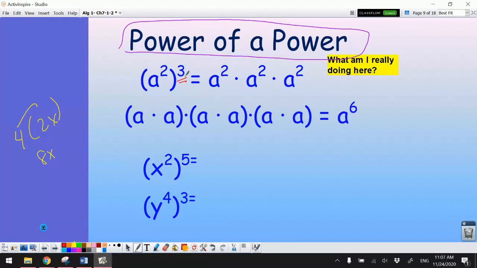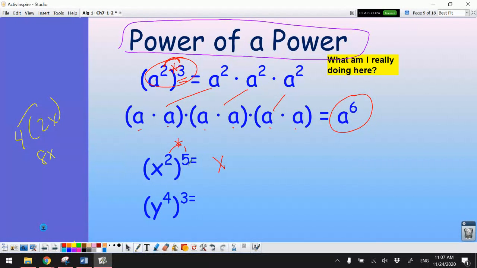So this says I have 3 a squared. So here's a squared, a squared, a squared. There's 3 of them. But I know that a squared is 2 a's. So I have broken all those out. How many a's do I have total? Yeah, I have 6. So how did I really get 6? What did I do with the 2 and the 3? I multiplied them. This is really a distributive property. So I am going to multiply when I have the parentheses, and it's raised to a power.